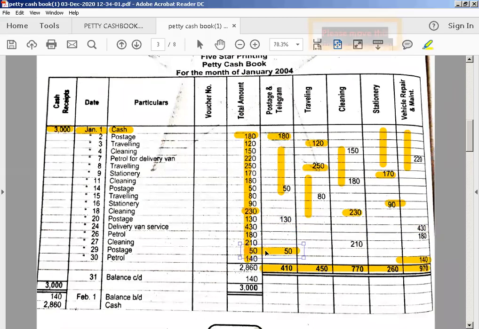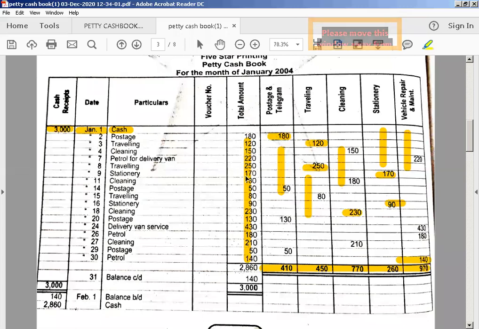Wait, I'll let you know what I mean to say. Yes, you can see here. Yes, you can see here this column is the vertical totaling. The vertical totaling of your total column is 2860, and then the horizontal totaling of this column is 2860.